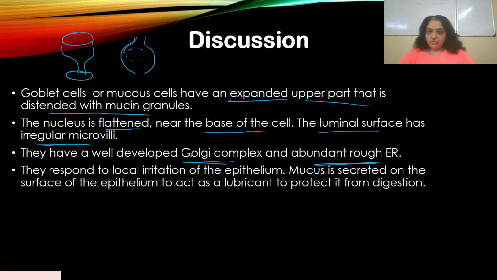Now they respond to local irritation of the epithelium. So whenever there's an irritation in the epithelium, these goblet cells respond to that. What they do is they begin to secrete mucus. This mucus is secreted on the surface of the epithelium, and it acts as a lubricant to protect it from digestion.